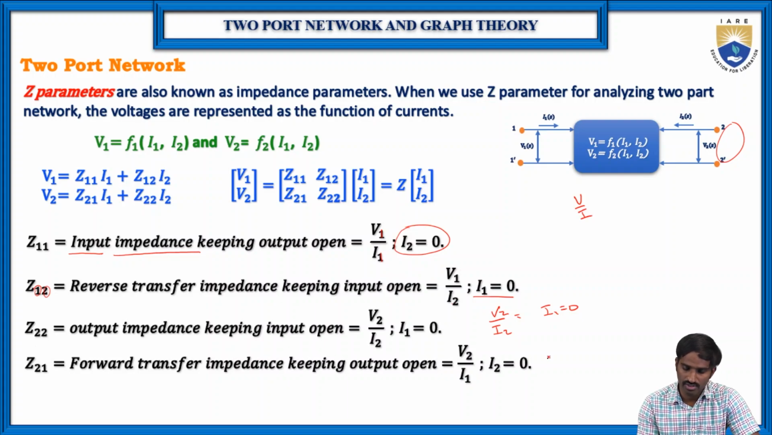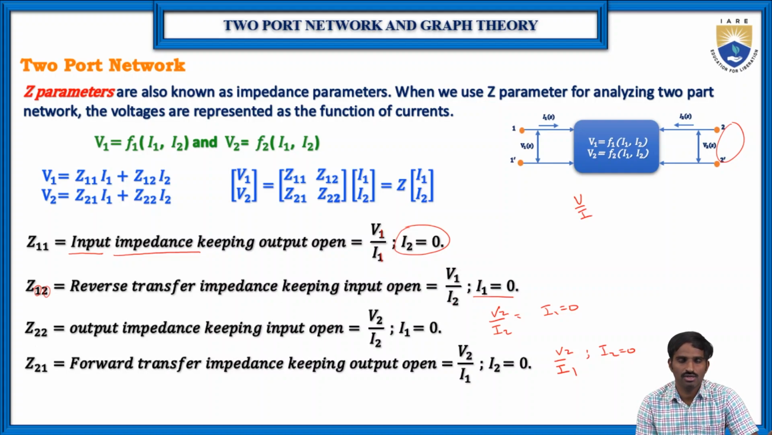Next Z21, again V by I. Z21 means V2 by I1. I1 is already there, so we can't make I1 equal to 0, which means we should make I2 equal to 0. So it is very easy to remember how to find Z11, Z12, Z22 and Z21. Z11 is the input impedance because both refer to the input side parameters. Z12 is the reverse transfer impedance, Z22 is the output impedance and Z21 is the forward transfer impedance. So this is about the Z parameters.